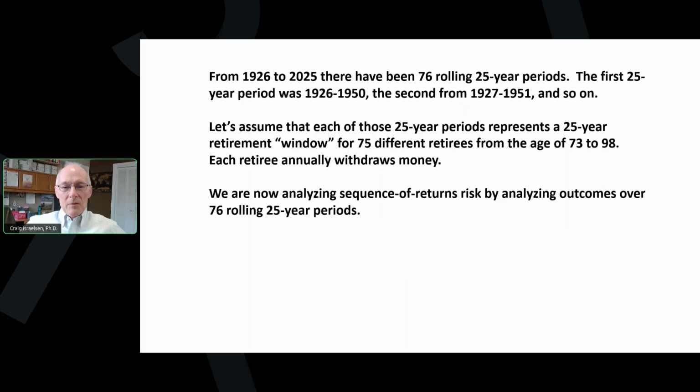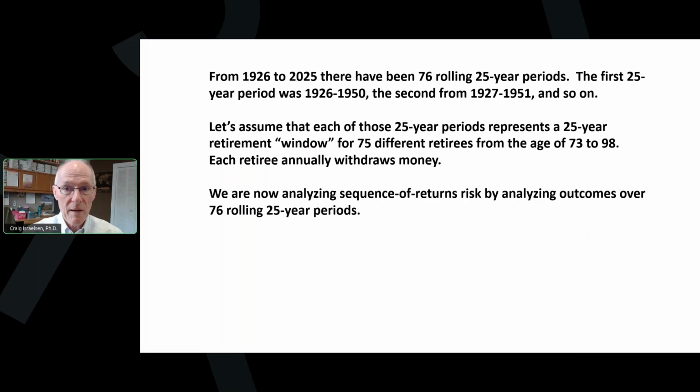So you don't have to read all this. I'll just tell you that we're studying a bunch of rolling 25-year periods, all the way back to 1926. So basically, over the last century, from 1926 to 2025, there are 76 rolling 25-year periods. And so I'm going to really dial in and focus on these 25-year periods, because they represent pretty well the length of time we spend in retirement. That would take us from age 70 to age 95.